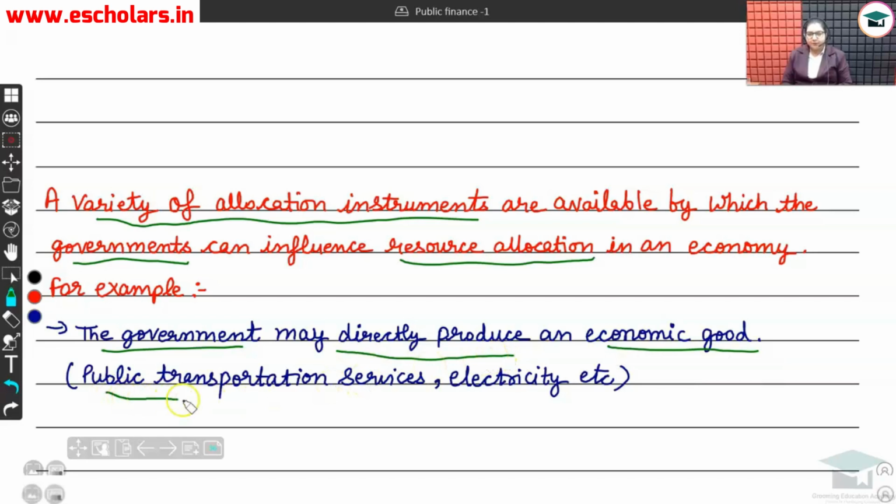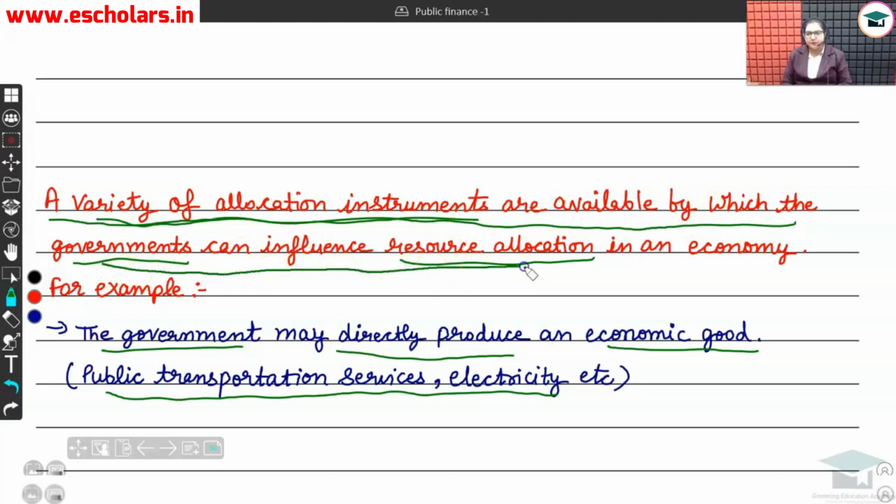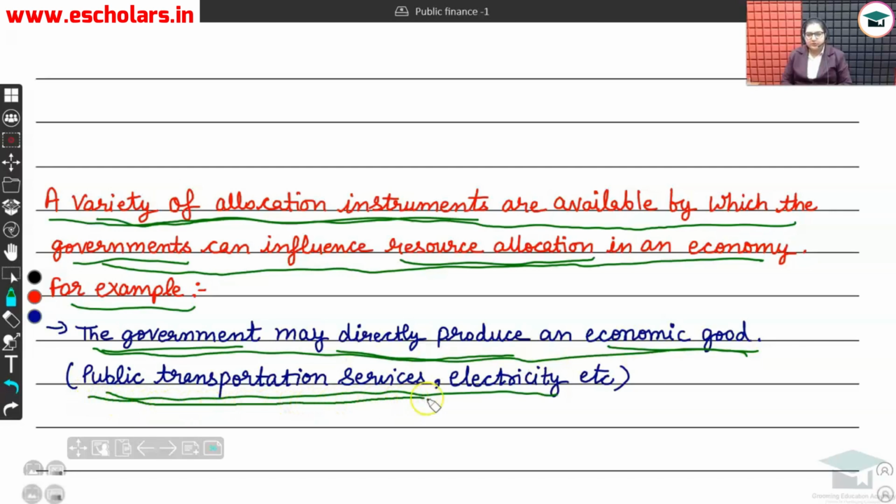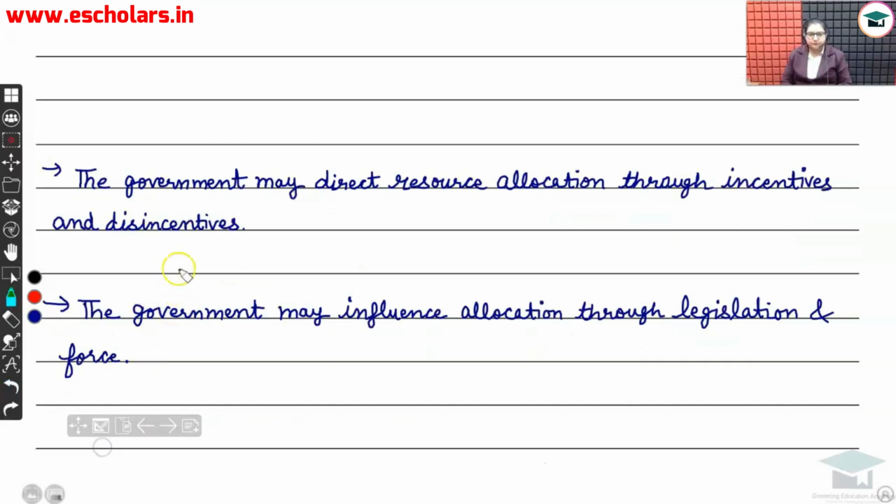For example, public transportation services and electricity are being provided by the government to the people living in the society. So let's recall it till now. A variety of allocation instruments are made available by which the governments can influence resource allocation in an economy. For example, the government may directly produce an economic good, for example, public transportation services, electricity, etc.